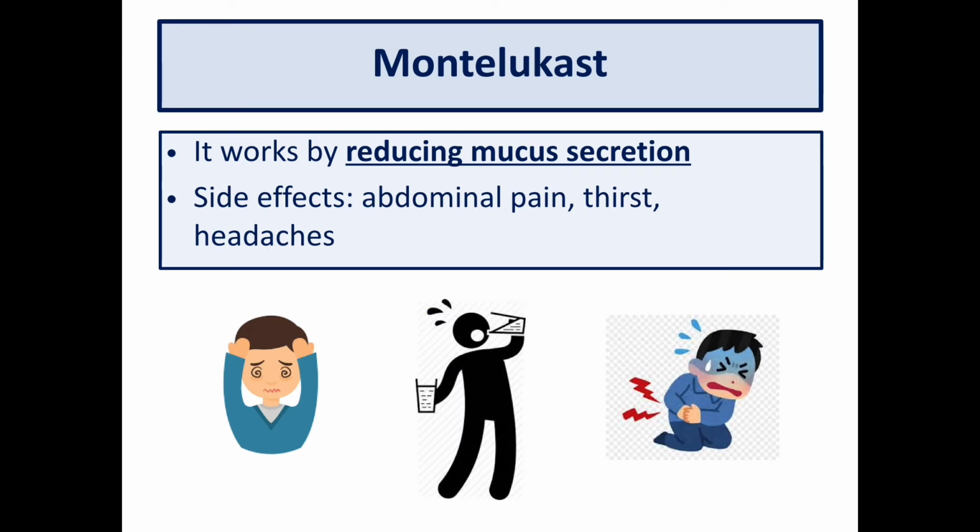Montelukast works by reducing secretion of mucus. Side effects can include abdominal pain, thirst, or headaches. It should usually be taken in the evening.